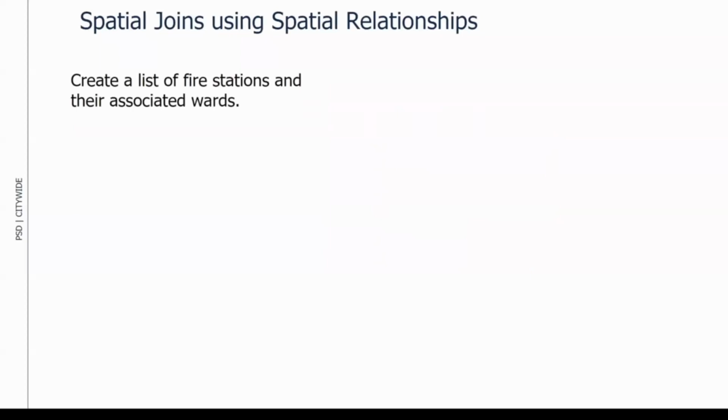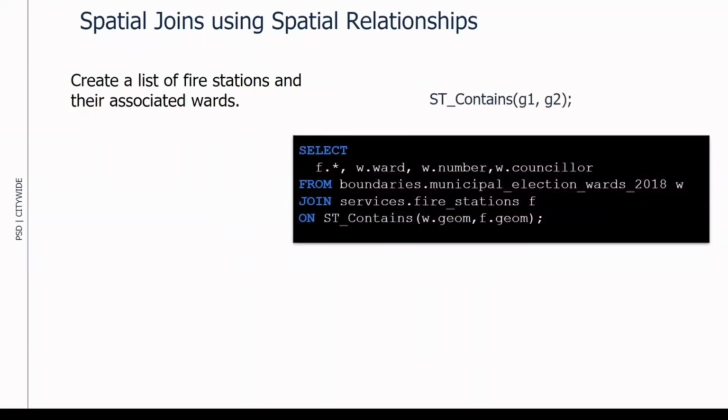So you can create a list of all fire stations and their associated wards using something like ST_Contains, right? The fire stations are, of course, a single point file, and the wards are a polygon. So you can select everything from them using the ST_Contains, but notice we're doing a join on ST_Contains with the two geometries. So a note here is that the spatial relationship is the foreign key.